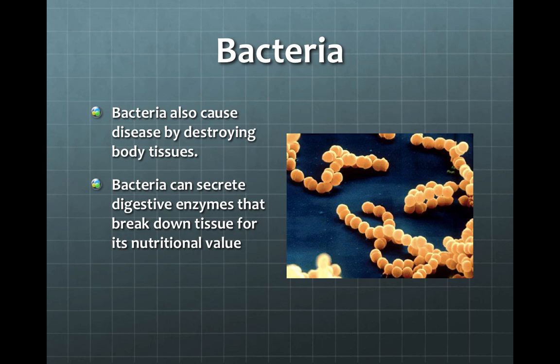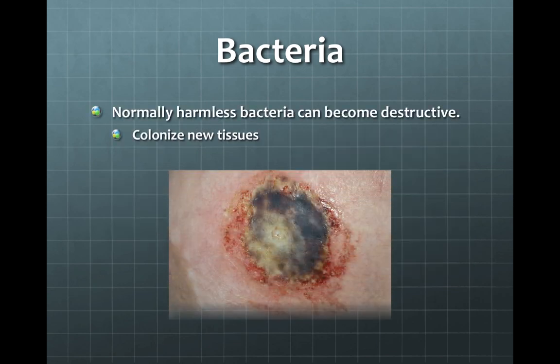Bacteria can secrete digestive enzymes that break down tissue for its nutritional value. So basically, the bacteria secretes a digestive enzyme that basically eats away and it breaks down your tissues. Gross. Okay. All right. I'm sure you'll love this juicy video or picture. Normally, harmless bacteria can become destructive and they can colonize new tissues. So, this is an example of bad bacteria.